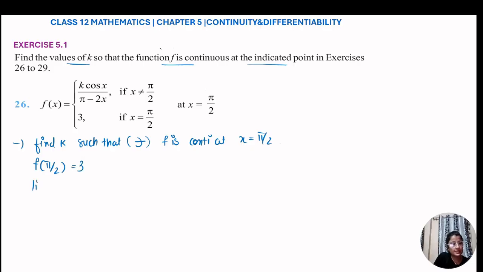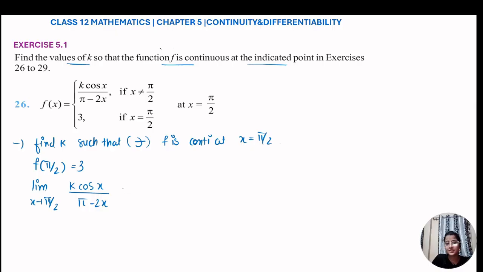Now the limit value, that is limit of x tends to pi by 2 of f of x. Here we are not taking the value of x as exactly pi by 2, we are approaching pi by 2. So x should not equal pi by 2, so the function value will be the limit of k cos x divided by pi minus 2x. Now as you can see, if I put x as pi by 2, the numerator will be 0 and the denominator will also be 0. It will be not defined.